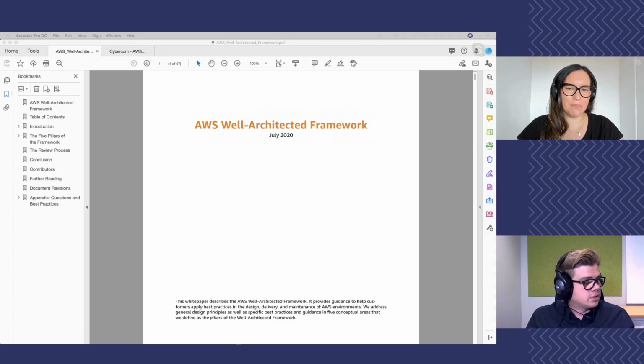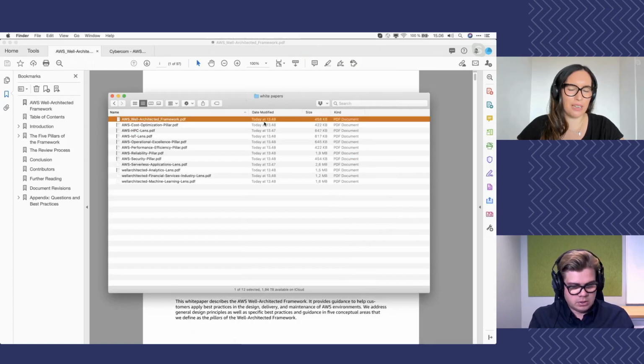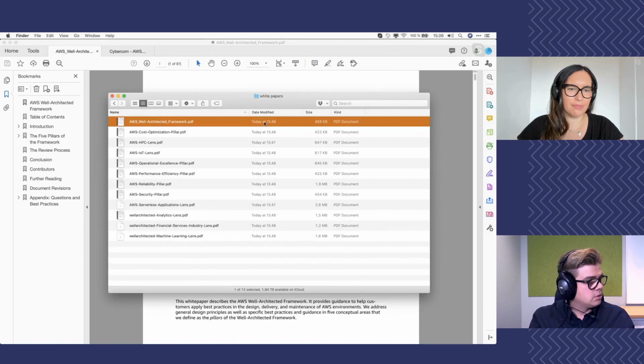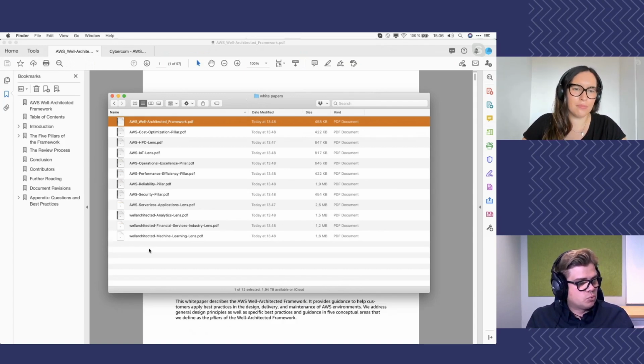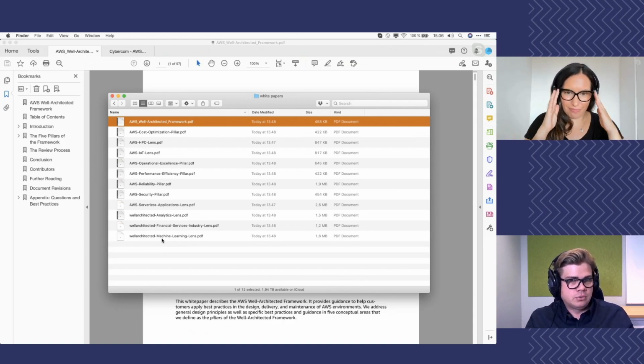Let me, if you can see this. That's super tiny. Now, okay, let me zoom that out. But anyway, there are five white papers of pillars, and then this one top-level white paper about the whole Well-Architected Framework, and then you have a few white papers which are called lenses. So lenses are kind of another vector on top of the Well-Architected Framework.